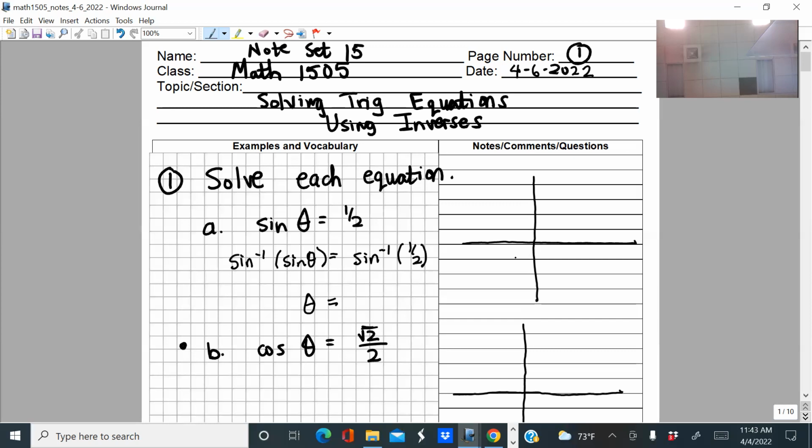30 degrees, right? Yeah, that's the first one, right? Okay, which is pi over 6. So we know that theta here, at least one solution to this equation is pi over 6, because the sine of pi over 6 is 1/2, right?